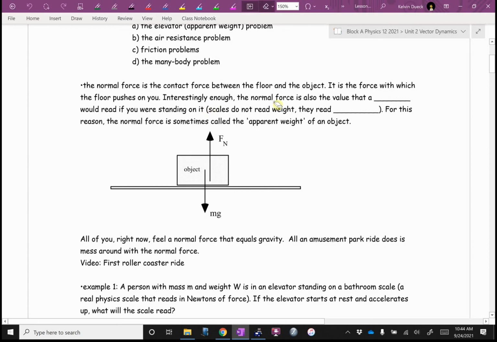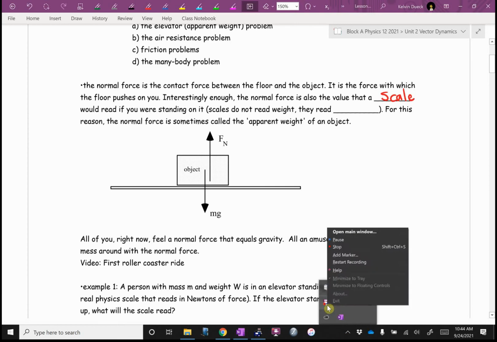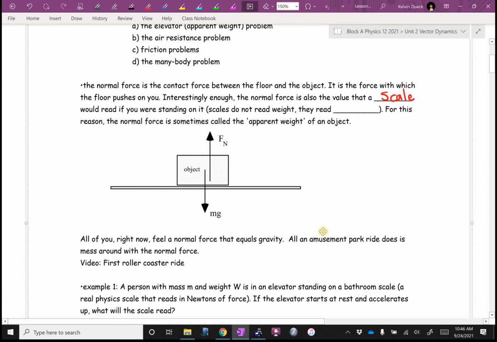However, the normal force is also the value that something would read if you were standing on it. Who else remembers where the normal force would show up? Yeah? A bathroom scale. When you stand on a bathroom scale, a scale does not measure mass. It measures the normal force, and I'll prove it to you. So I wrote here, a normal force is also the value that a scale would read. Scales don't read weight. They read the normal force. And that's why a nickname or another expression for normal force is your apparent weight.